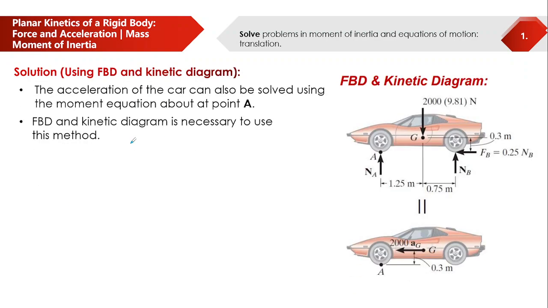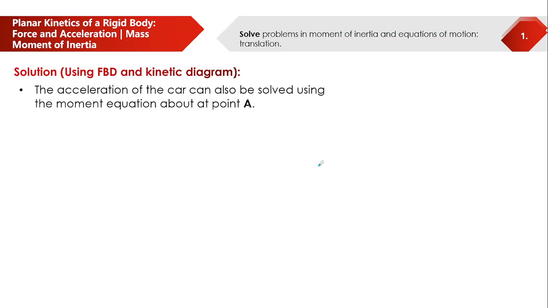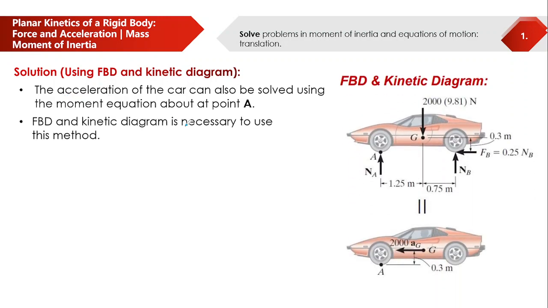Okay? So, next is your solution using the kinetic diagram. So, which is easier? But you just have to show how to do it using the kinetic diagram. So, the acceleration of the car can also be solved using the moment equation about point A. So, FBD and kinetic diagram is necessary to use this method. So, we need a kinetic diagram and FBD, okay?